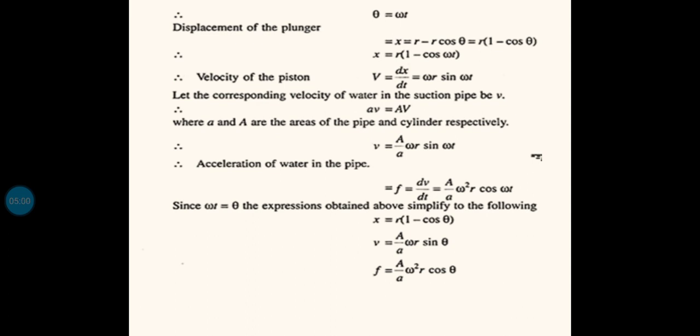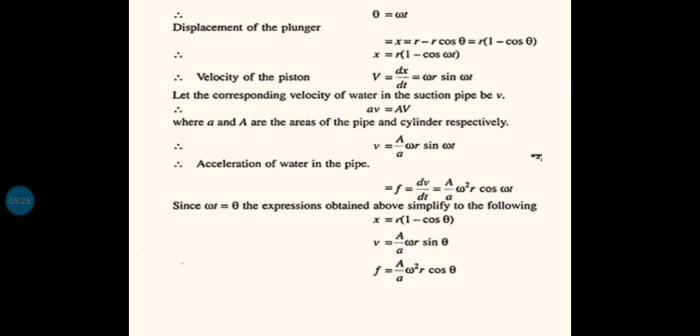So cos theta is actually omega t, so I am replacing that theta with omega t. So x is equal to r into 1 minus cos omega t. Why I am replacing that theta: I want to find out the velocity, so we will be differentiating the displacement with respect to time. Initially we have an equation of theta in terms of time t as theta equal to omega t, so I have to replace that theta by omega t.